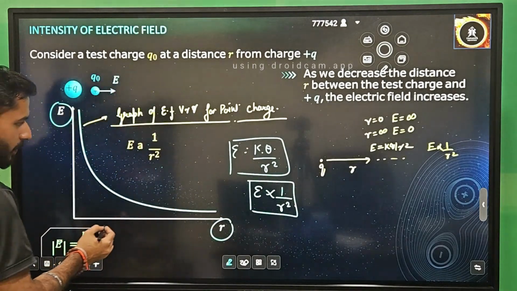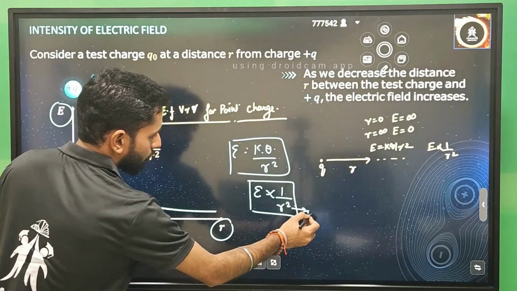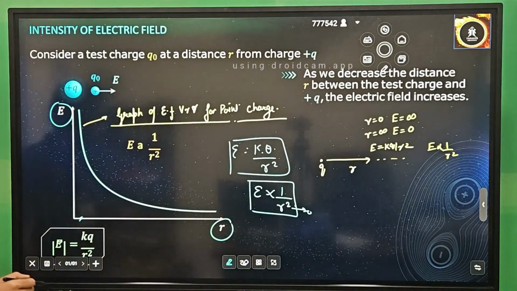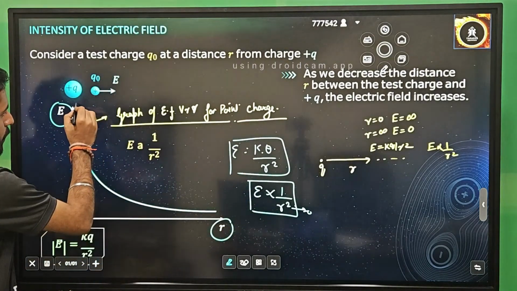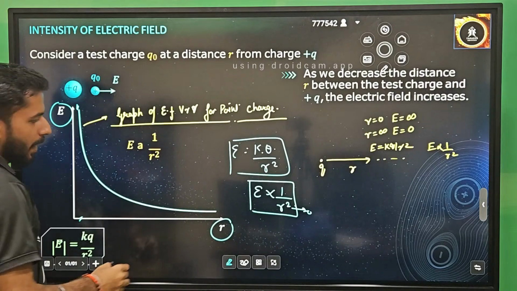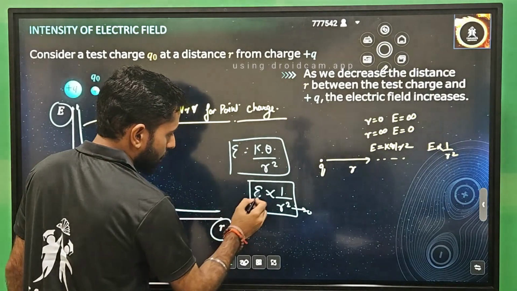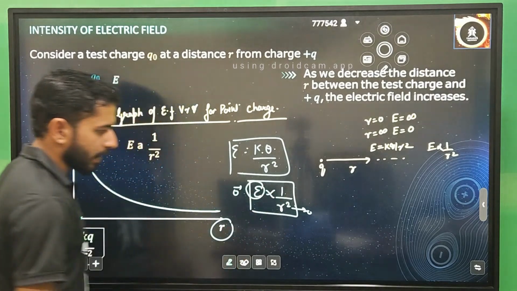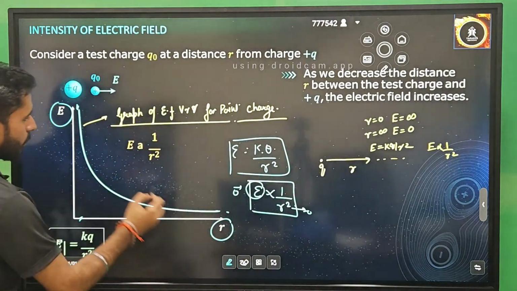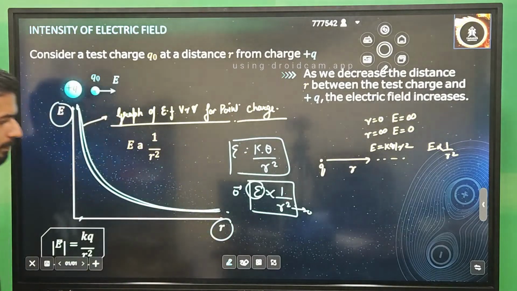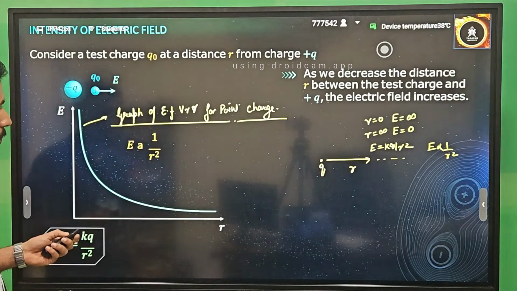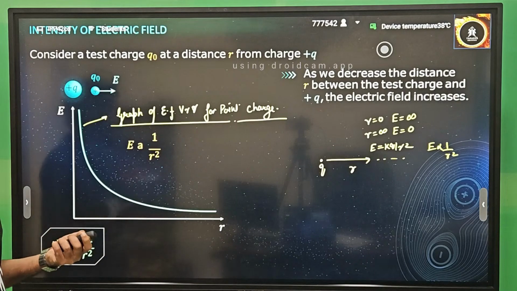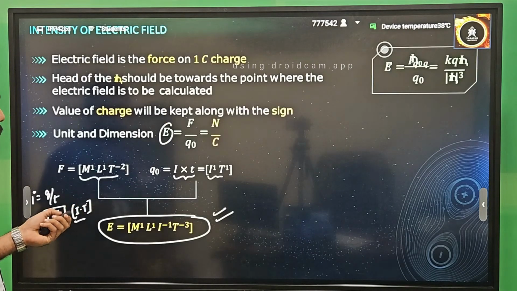So what kind of curve will be coming? If R is tending to 0, very small, what can I say about the electric field? Can you say electric field will be tending to infinite? That's why this value is tending to infinite. Correct? And if E is tending to 0, can you say R will be tending to infinite? These are your two points, and this will be the curve that you will have. It will be continuously decreasing. Remember, this is always the curve for a point charge. This is a very important curve, and we'll see a lot of new curves coming very soon.